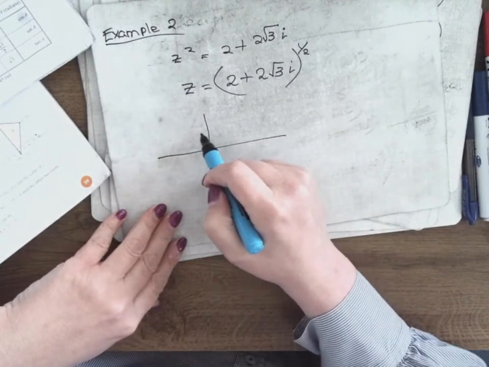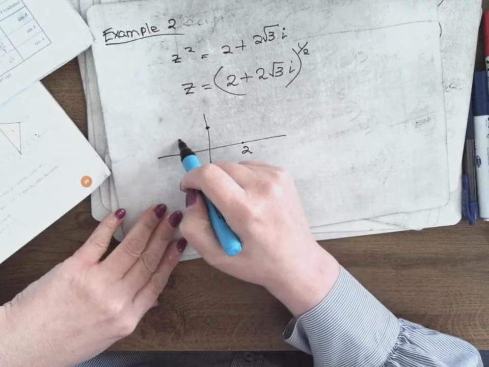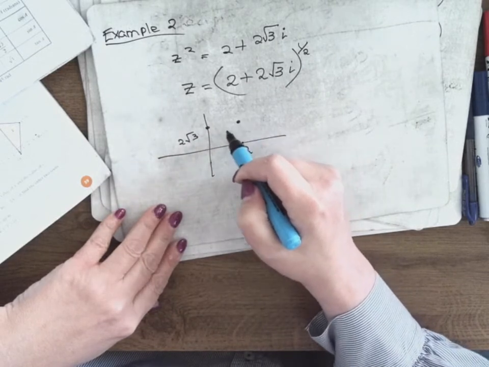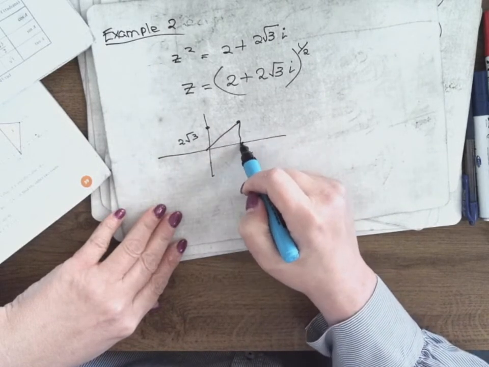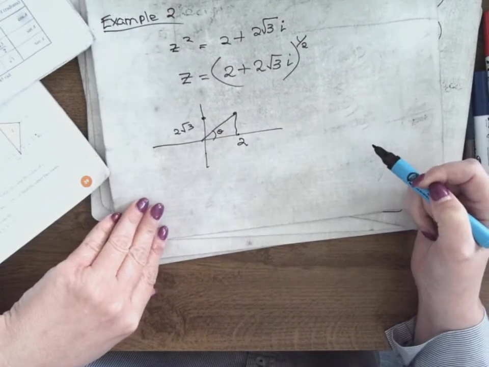So it's across 2, and it's up 2 root 3. So there it is. I need the modulus and I need the argument.